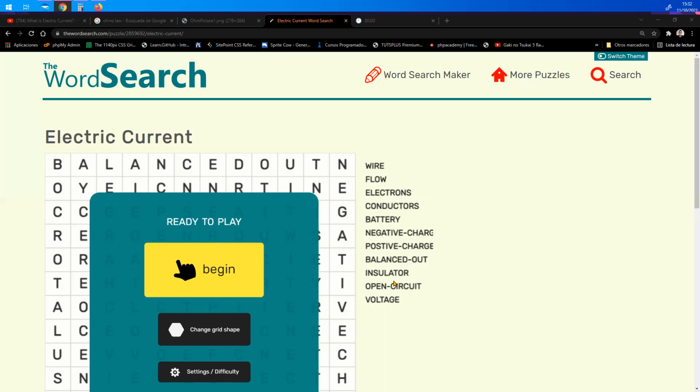Insulator, open circuit, ¿qué es el circuito abierto? ¿Era open circuit? Closed circuit, porque no lo puse por acá, circuito cerrado, y voltage.